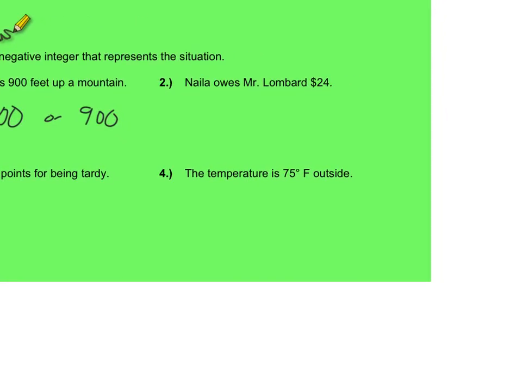Nyla owes Mr. Lombard $24. Well, our word is owes right there. That word's telling us she's lost the $24, which means it's being taken away or subtracted from her, which means she has negative $24. And you don't have an option for how you write this. It's just negative 24. She's down in the hole, minus $24.